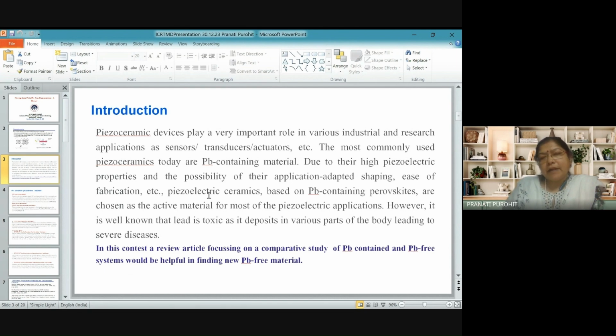However, it is well known that lead is toxic in nature, and as it deposits in various parts of the body, it leads to different types of diseases. So in this context, a review article focusing on the comparative study of lead-containing and lead-free systems would be helpful in finding new lead-free materials for research.